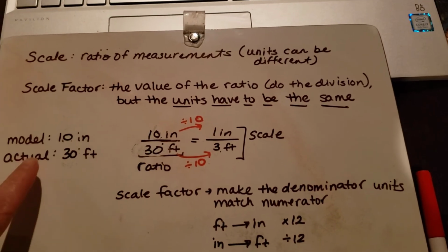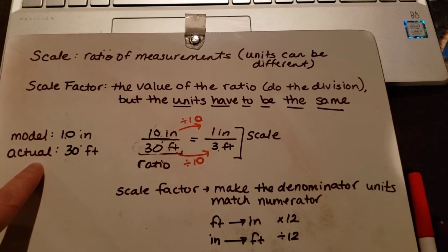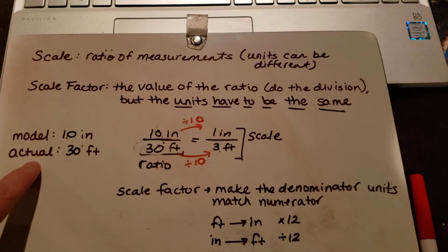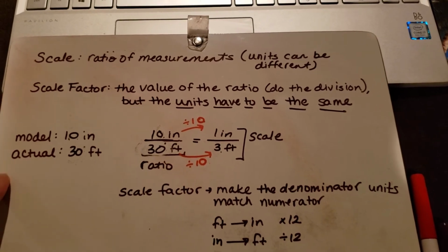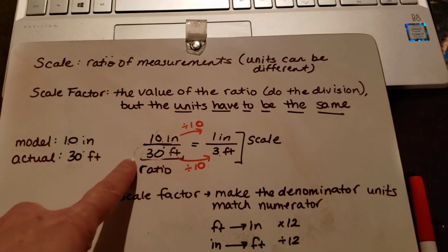So, for example, let's say we had a model that was 10 inches and the actual height of the whatever it is of the model is 30 feet. And we always compare model to actual. So we can set up our ratio, 10 inches to 30 feet.